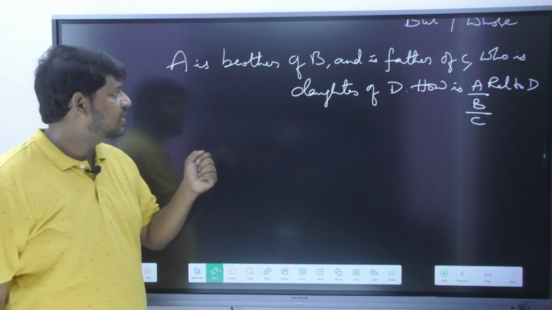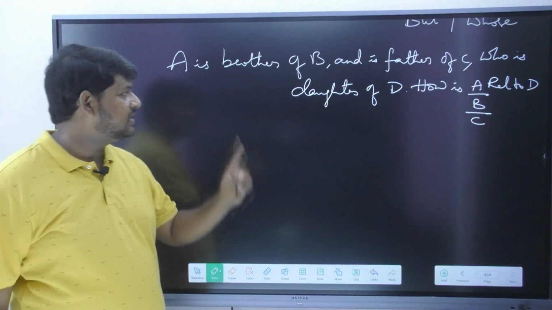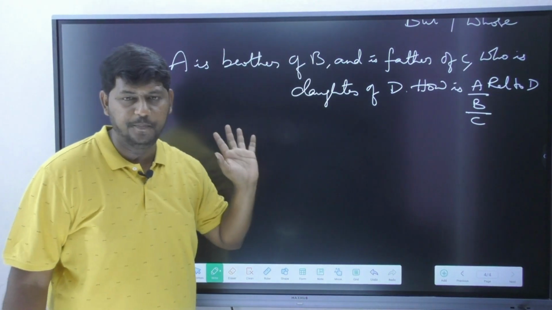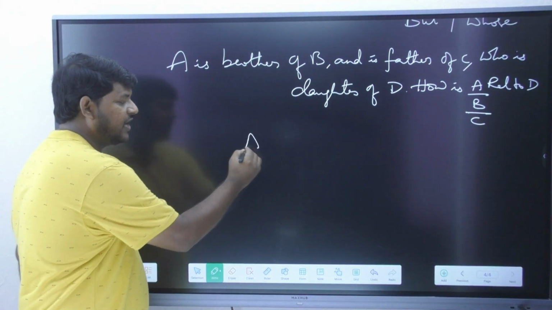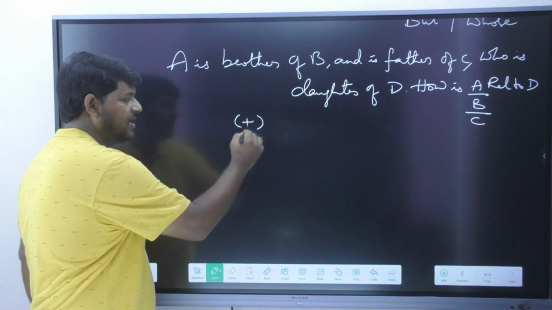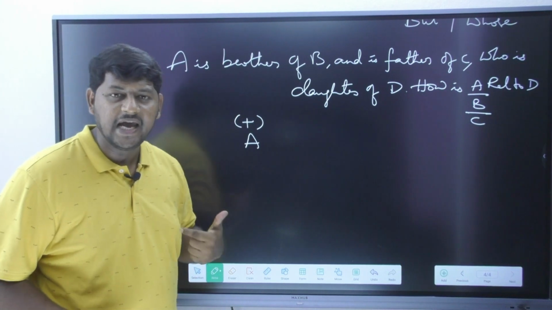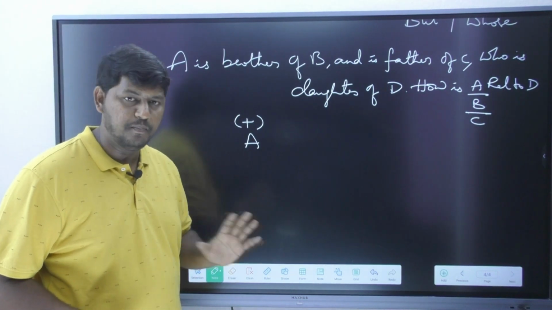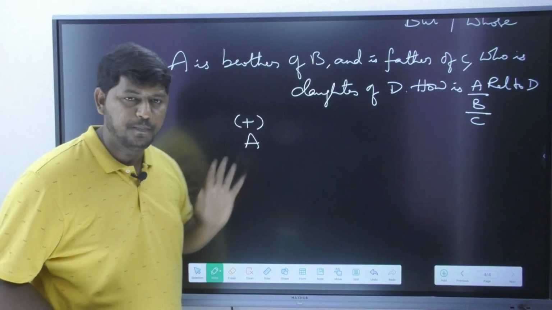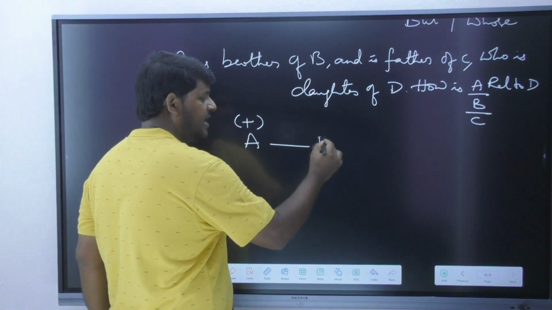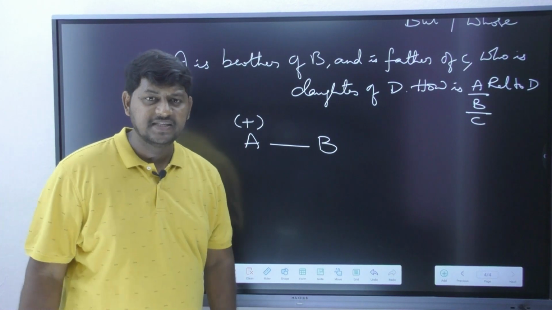Now observe here, A is brother of B. You got a very clear information that A became the brother of whom? B. When A became the brother, I can confirm the gender of A as male. Do you accept? Yes, because he became the brother. I can confirm the gender of A as male without any doubt. He became brother for whom? B. So both A and B are going to stay in the same generation.